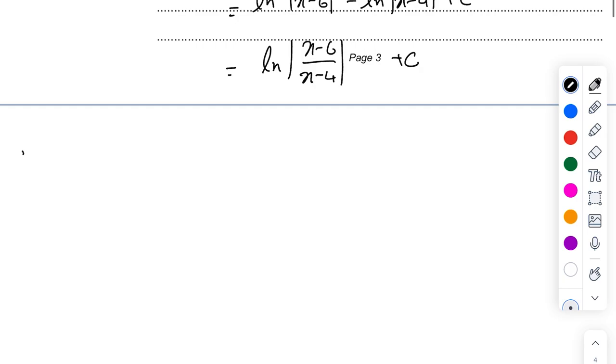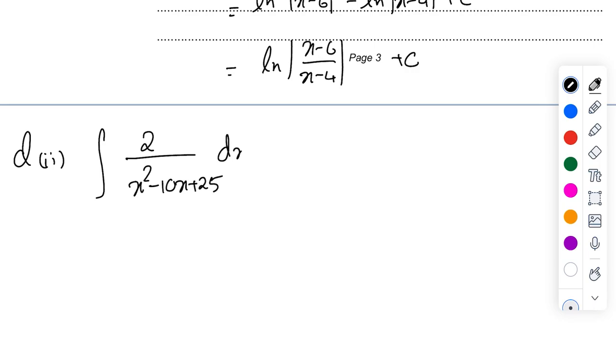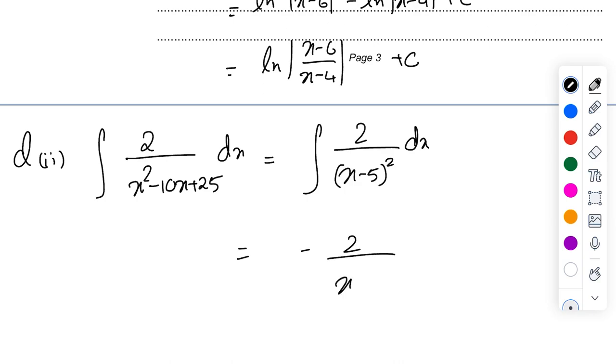Coming to part 2, D part 2, integral of 2 upon x square minus 10x plus 25 dx. So what does it become? Integral of 2 upon x minus 5 whole square dx. So it becomes minus 2 upon x minus 5 plus c.